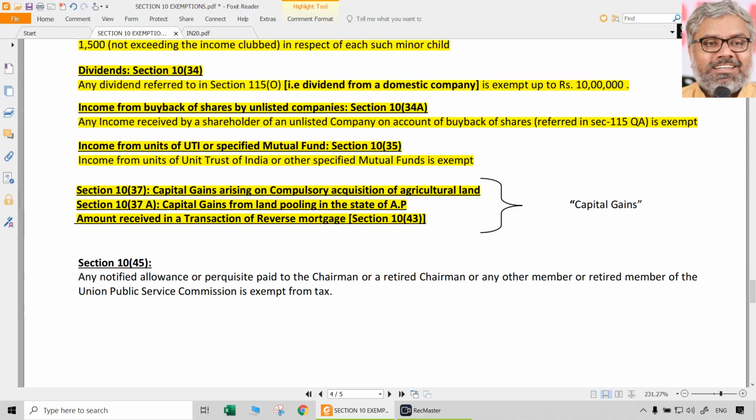If the compulsory acquisition of agricultural land happens, naturally urban agricultural land, because anywhere rural agricultural land is not a capital asset, so no need to give any exemption to that. If urban agricultural land also is compulsorily acquired, then compensation received from that or capital gains arising from that shall be exempt under section 10(37).